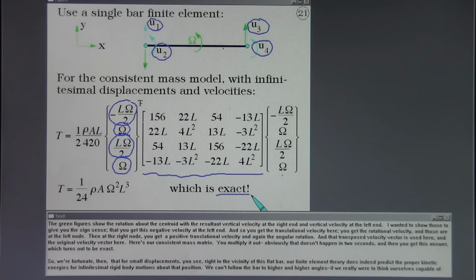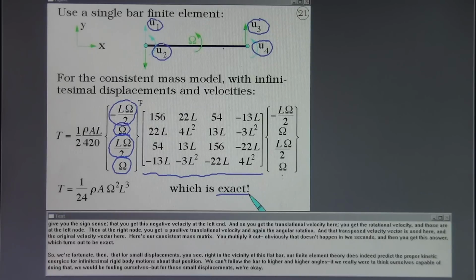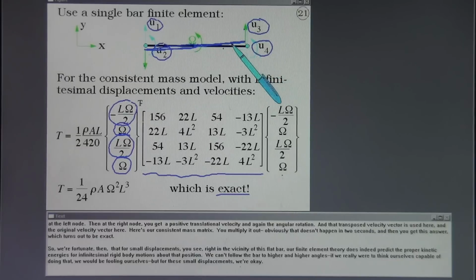and then you get this answer, which turns out to be exact. So we're fortunate then that for small displacements, right in the vicinity of this flat bar, our finite element theory does indeed predict the proper kinetic energies for infinitesimal rigid body motions about that position. We can't follow the bar to higher and higher angles. If we really were to think ourselves capable of doing that, we would be fooling ourselves. But for these small displacements, we're okay.